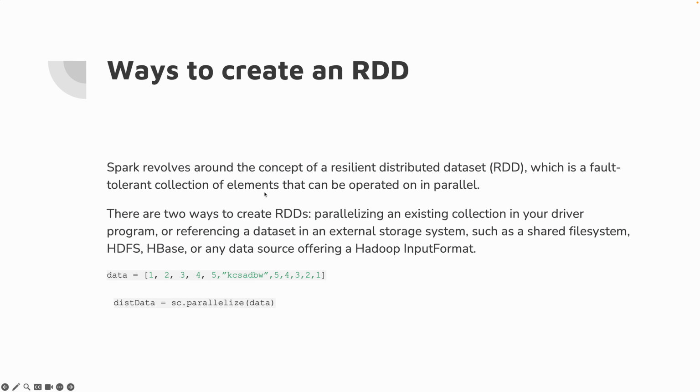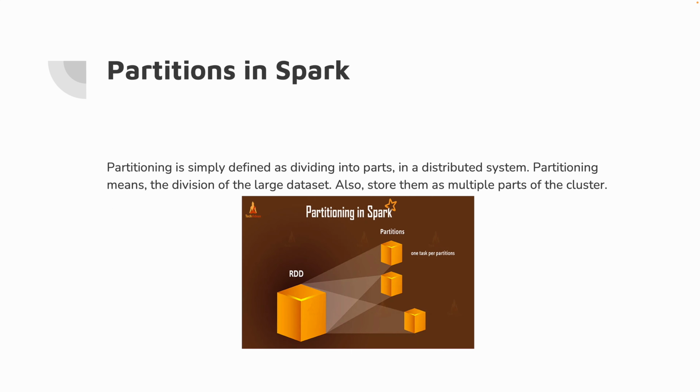This shortly describes the ways to create an RDD, where we have a data variable, which is a list variable with various items in it. If we want to convert this list variable into an RDD, we use the SparkContext.parallelize method and pass the data variable to that parallelize method in order to convert that list into an RDD.